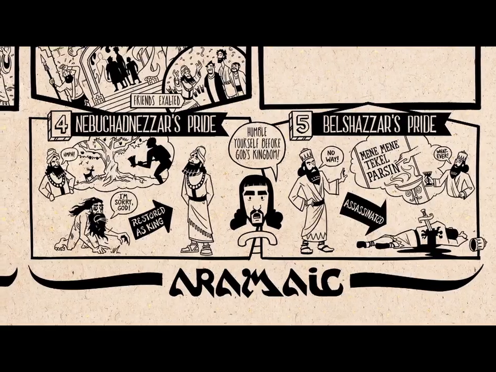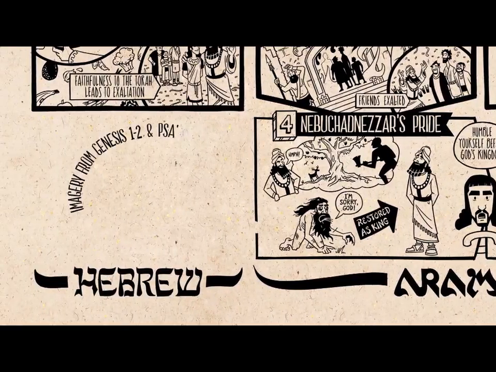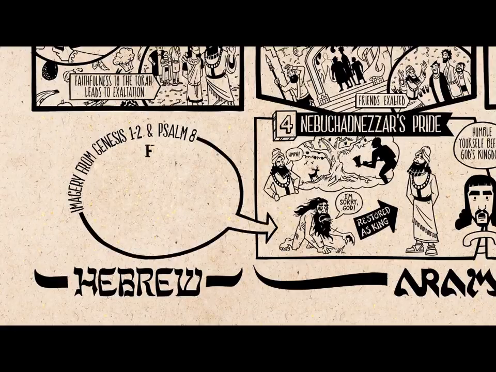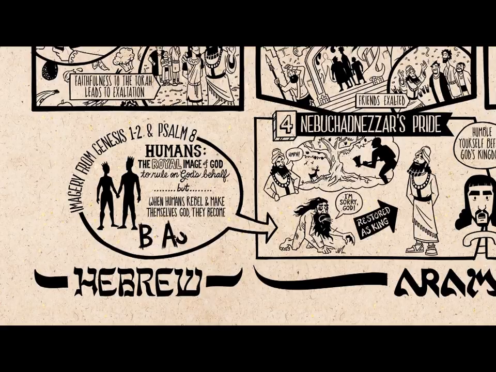assassinated that very night. Now, these two stories draw this imagery from Genesis chapters 1 and 2 and Psalm 8, where humans are depicted as the royal image of God. He's given them authority to rule over the beasts of the field and the birds of the air on behalf of God, who is the world's true king. But when human kingdoms forget that, when they rebel and make themselves and their power into a god, they become less than human, like violent beasts who will face God's justice.